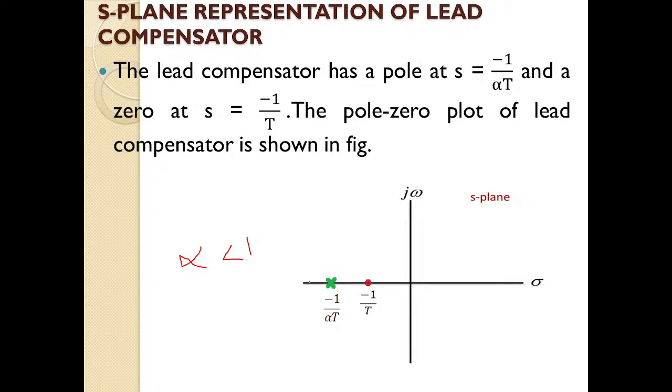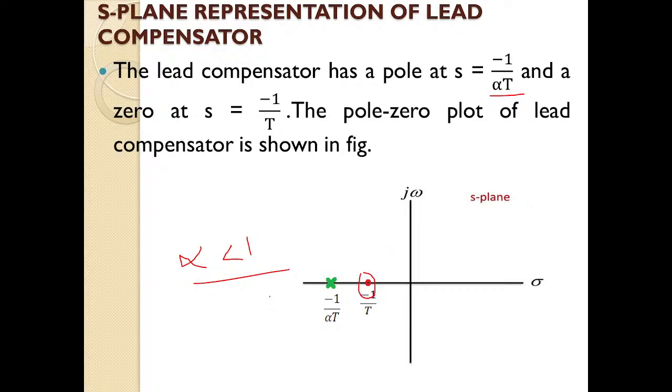So the zero is closer to the origin. If you carefully observe here, this is our zero, which is closer to the origin than the pole on the negative real axis. Why is the zero closer to the origin compared to the pole? Because alpha is less than 1. This alpha, which is the attenuation value, is less than 1.